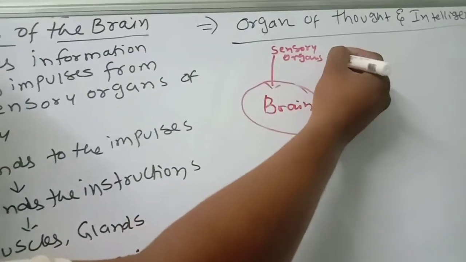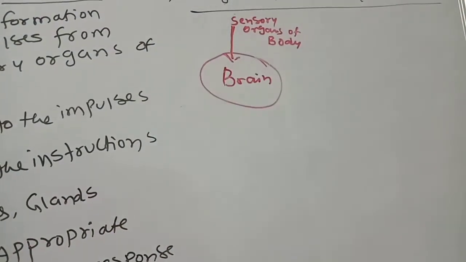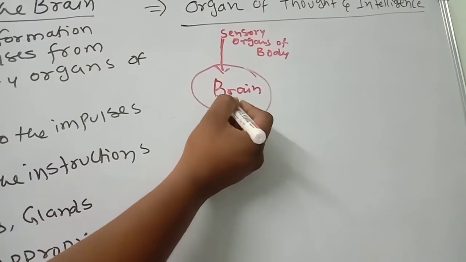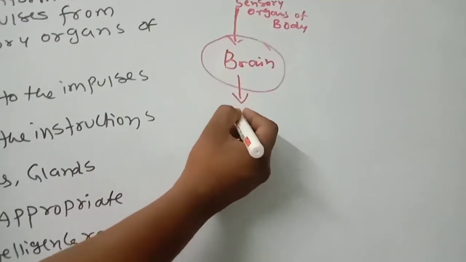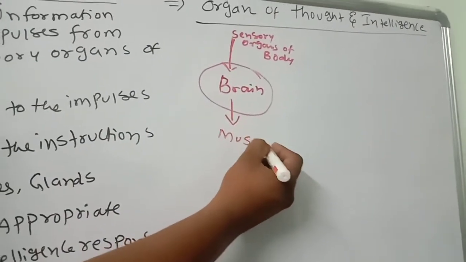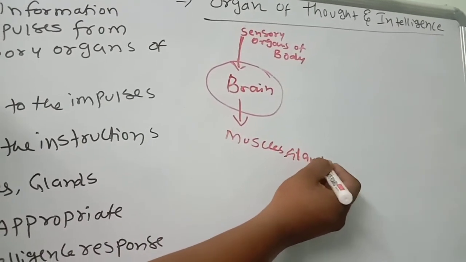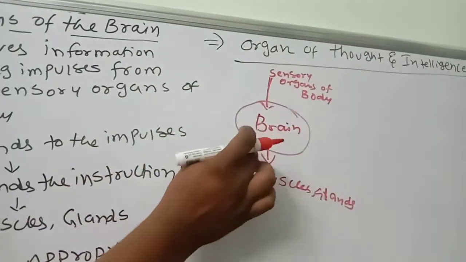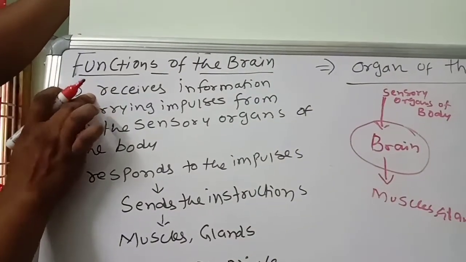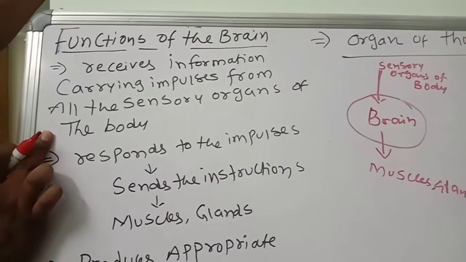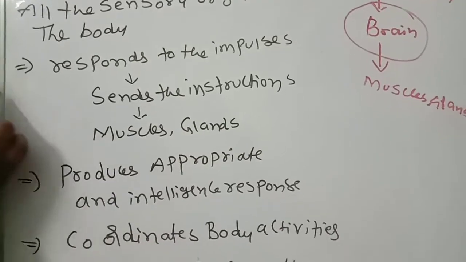Sensory organs of the body send the information to the brain. Then the brain responds to the impulses and sends the instructions to the muscles. According to the impulse, the instructions come from the brain. Here sensory neurons, here motor neurons will function. First, it receives the information carrying impulses from all the sensory organs of the body, then responds to the impulses, then sends the instructions to the muscles and the glands. That is the first point.